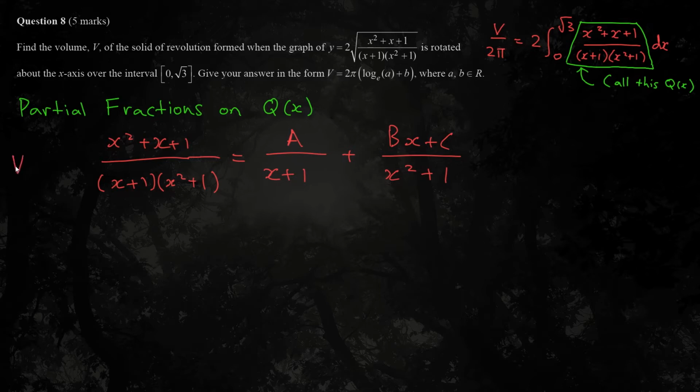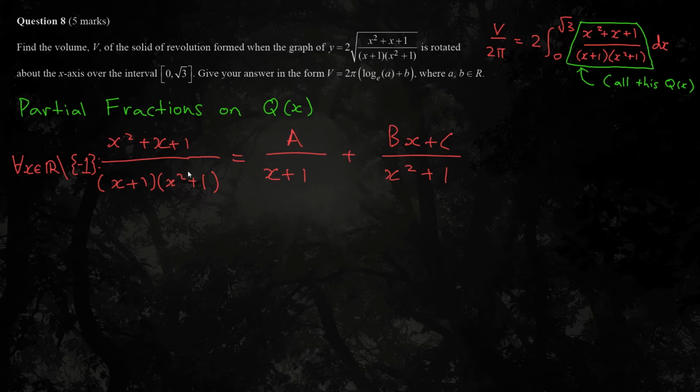Implicitly, we're asserting that this equation holds for all x in the real line, except for those x's that make one of these denominators equal to 0, because that will cause the fraction to not exist, since we're not allowed to divide by 0. In particular, x equals -1 is not allowed, because x equals -1 causes this to equal 0, which makes this fraction not exist. So for all x in the real line except for -1, this equation holds.